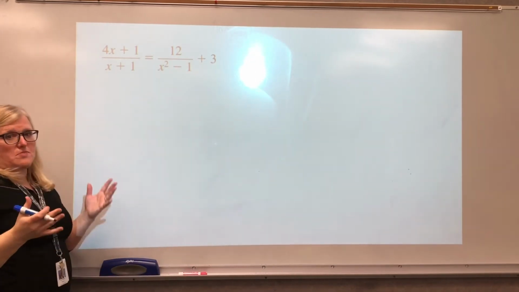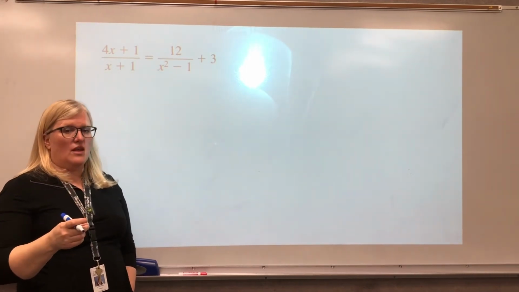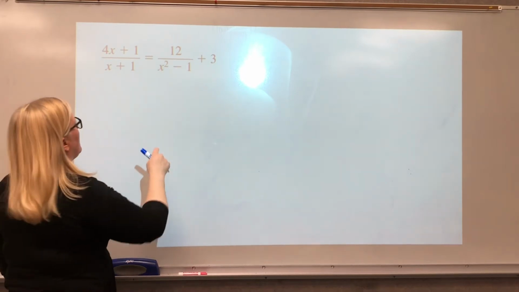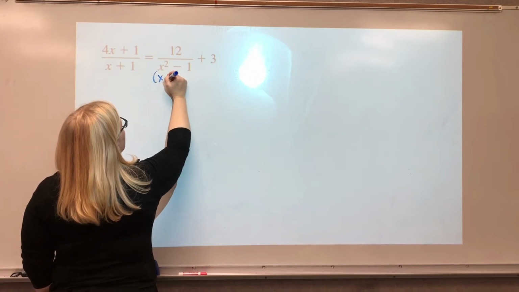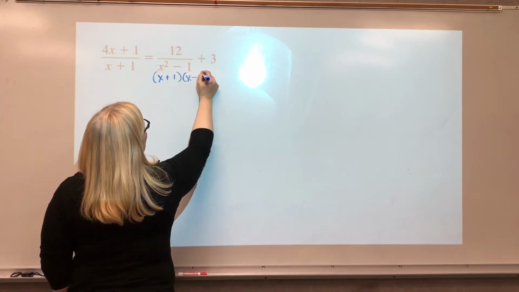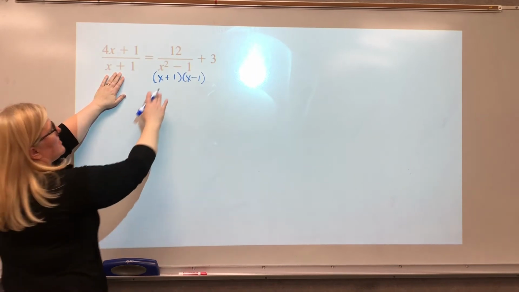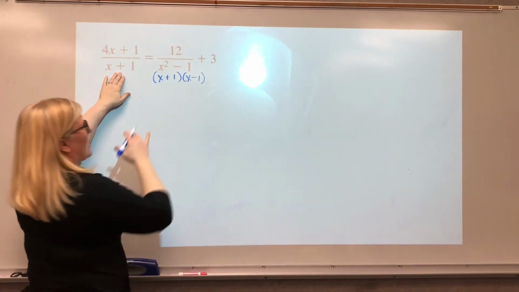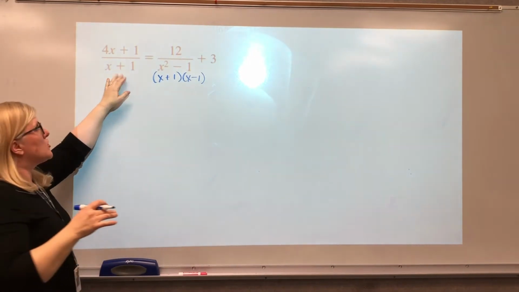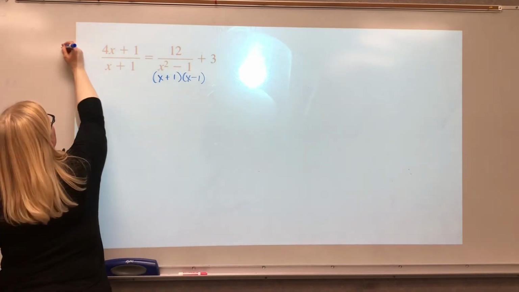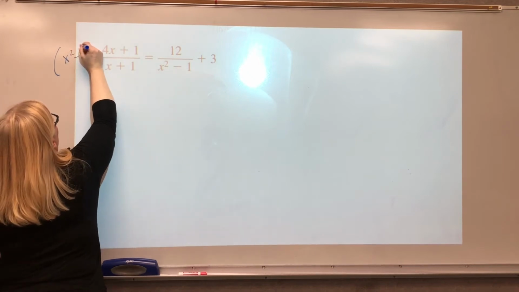So let's do the first method again. Let's take the least common denominator and multiply both sides by it. And in this case, it's x squared minus 1, because x squared minus 1, remember, is the same thing as x plus 1 times x minus 1. And I have x plus 1 here, so this is the common denominator. If you are having trouble knowing what I'm doing there, come and see me sometime and I'll explain it to you. Okay, so multiply both sides by x squared minus 1.